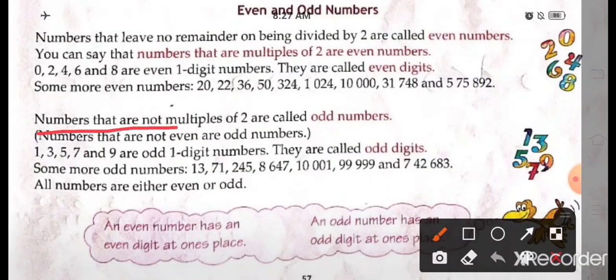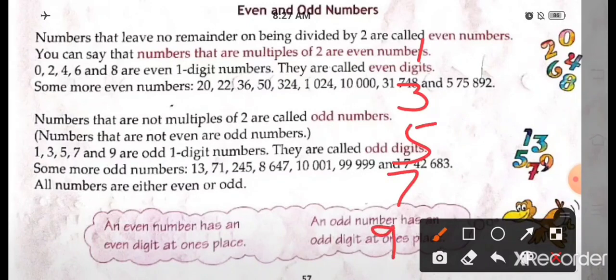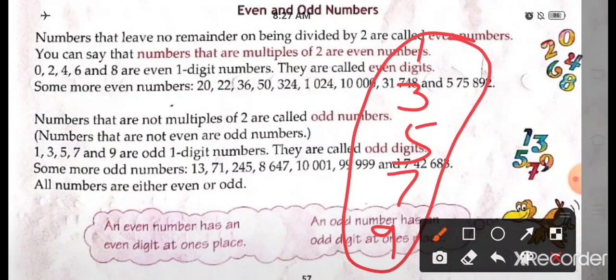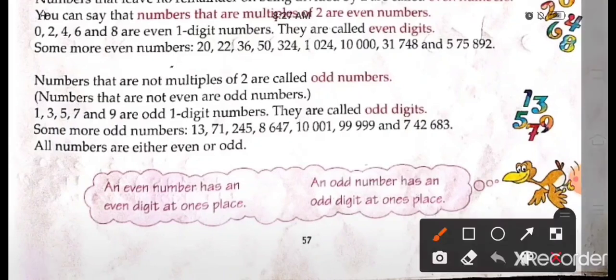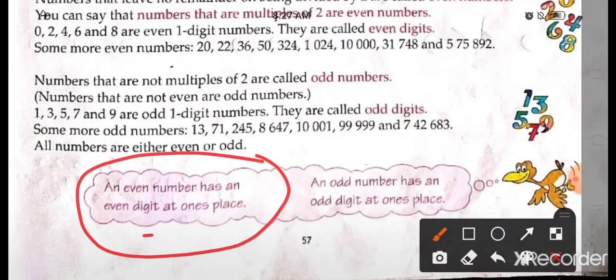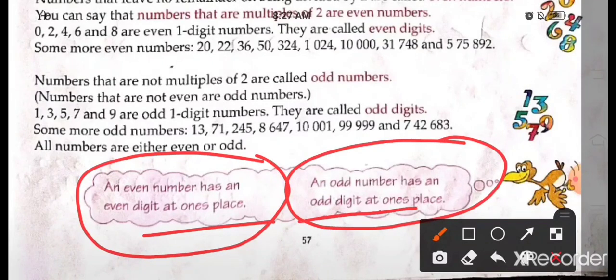Numbers that are not multiples of 2 are called odd numbers, or 1, 3, 5, 7, 9. If these digits are at the ones place, then the number is an odd number. So an even number has an even digit at the ones place, and an odd number has an odd digit at the ones place. So remember it.